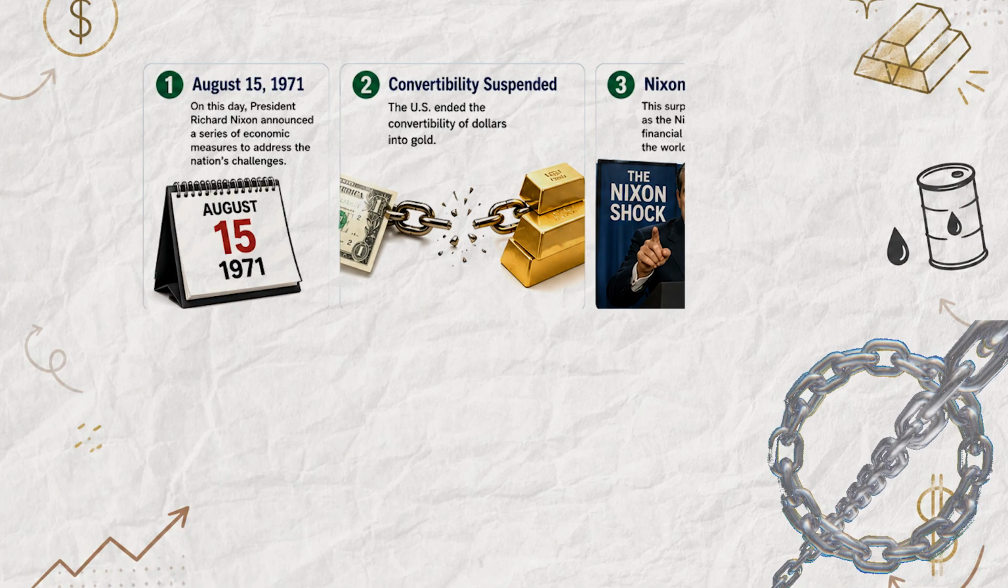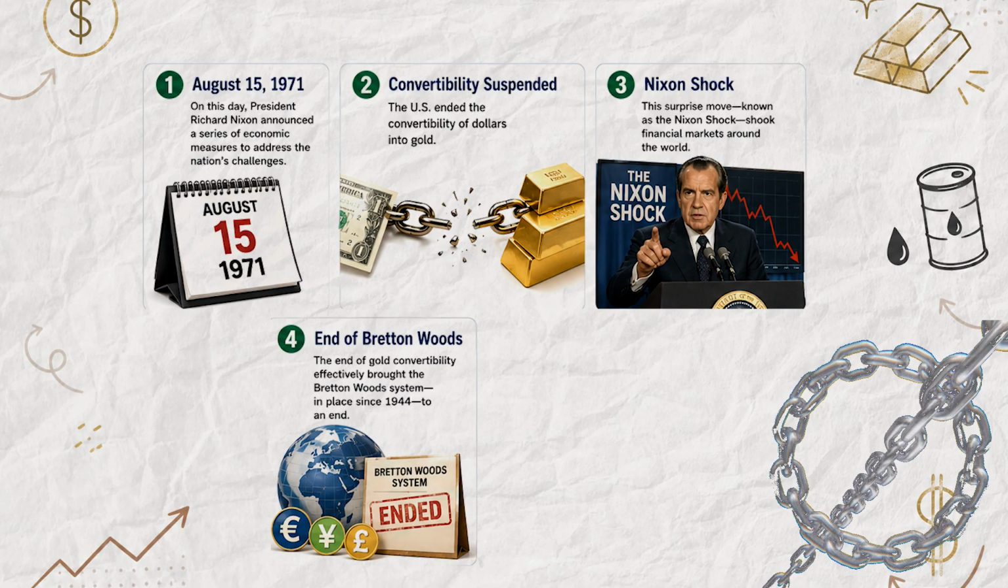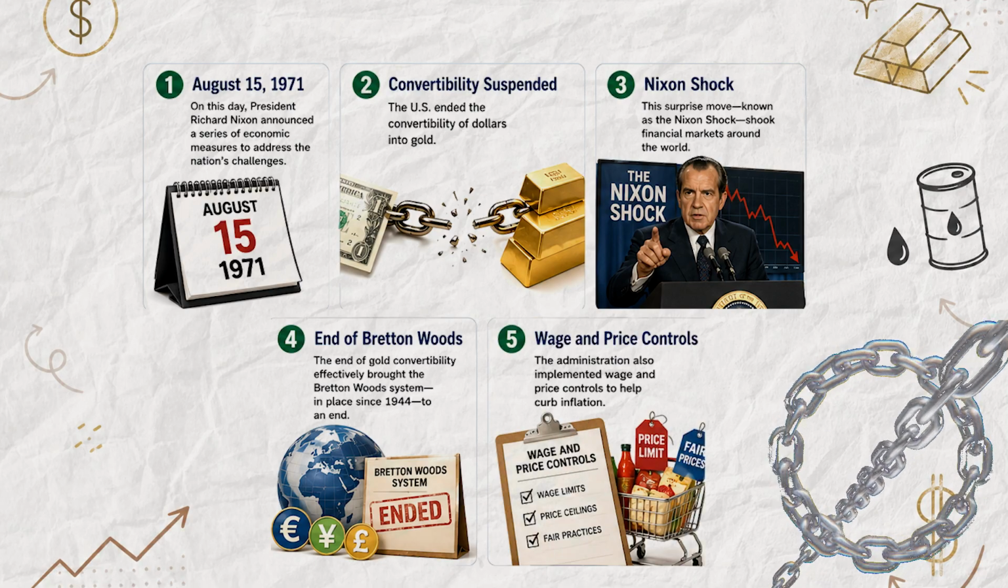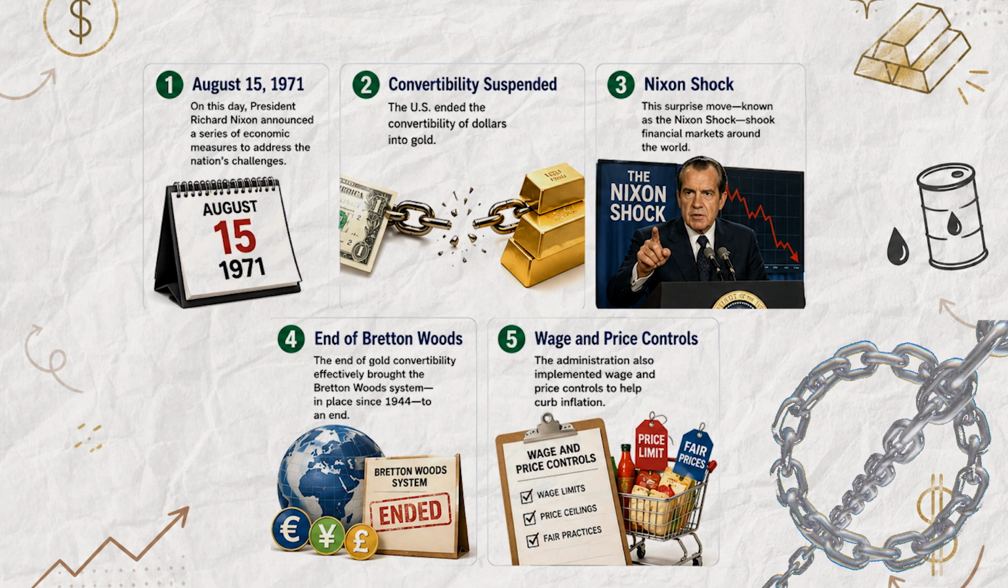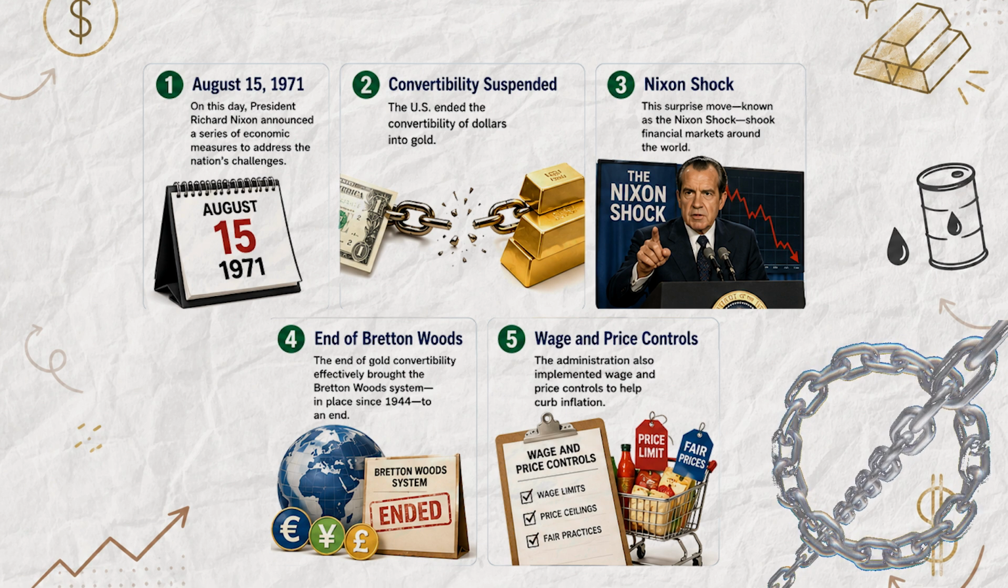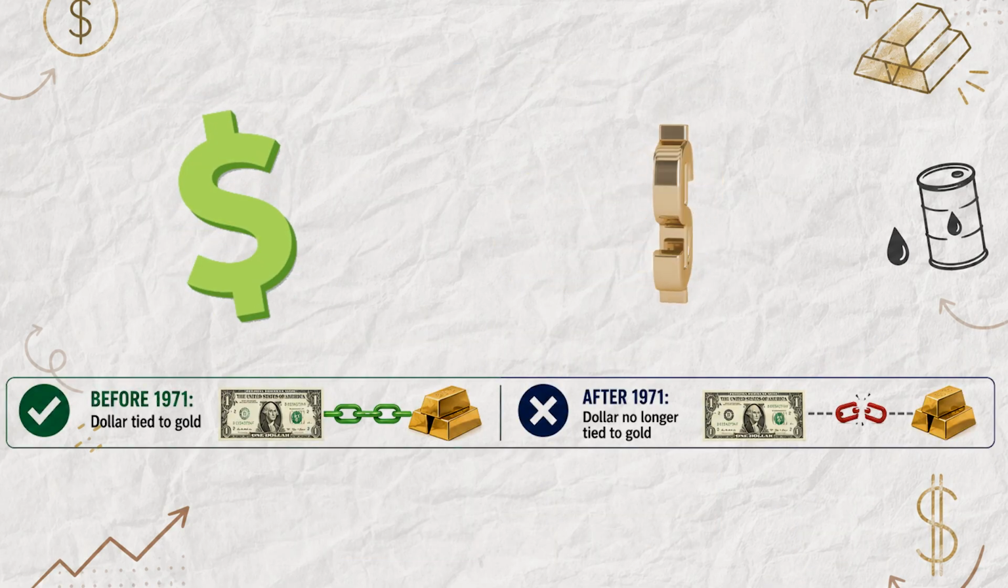The Federal Reserve explains that Nixon's team ended the convertibility of the dollar into gold and implemented wage and price controls, which practically brought the Bretton Woods system to an end. This was a watershed moment in economic history. Before 1971, the dollar was tied to gold. After 1971, the dollar was no longer tied to gold.